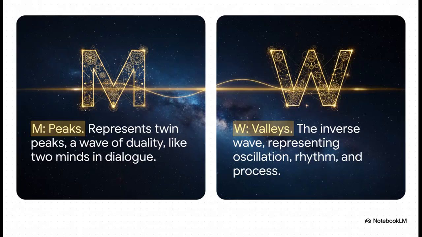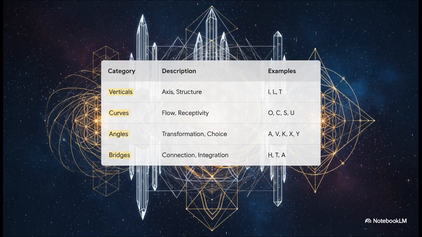And this pattern of inversion keeps going. Look at M and W. M looks like twin peaks, right? Maybe two points of consciousness in a dialogue. Now flip it, you get W, twin valleys. Put them together, and what do you have? A wave. It's the visual pattern of oscillation, of rhythm, of moving through peaks and valleys. And as you keep going, you realize these letters aren't just random. They fall into these really clear categories based on their shape.